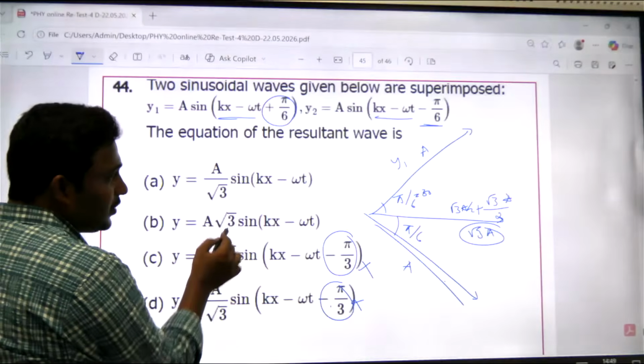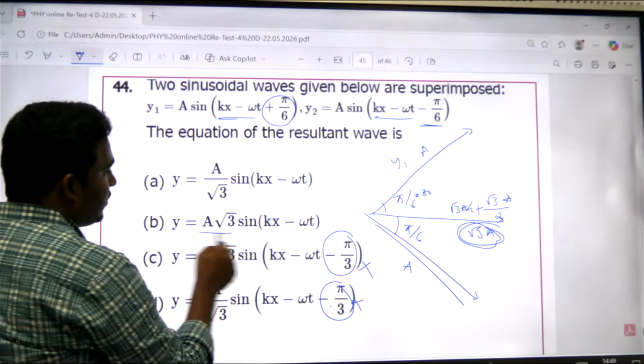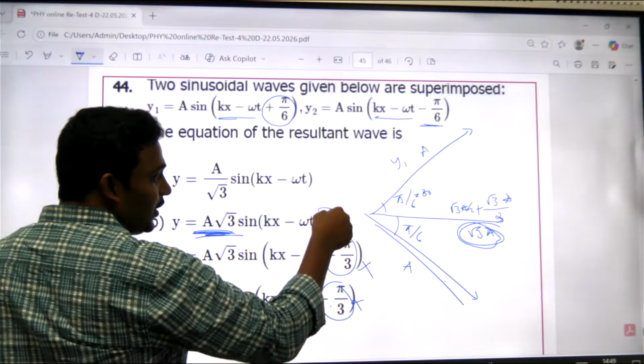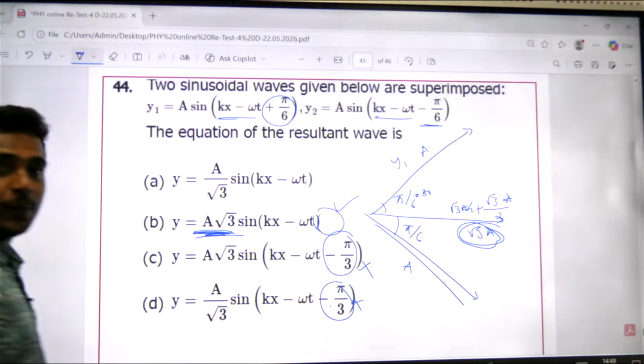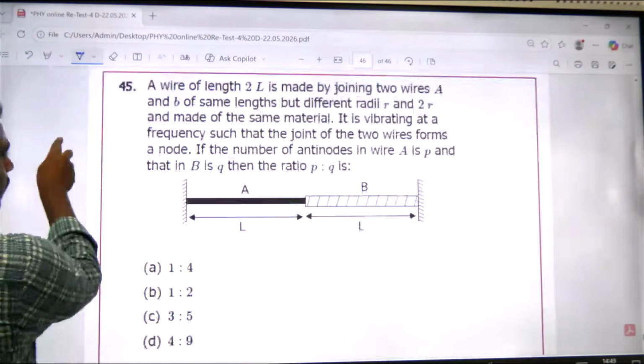Now if you observe these things, what is the resultant amplitude we got? It is root 3 into a. So only this equation has the right thing, and the phase difference is also not mentioned here. So your right option is option B. Go to your question number 45.